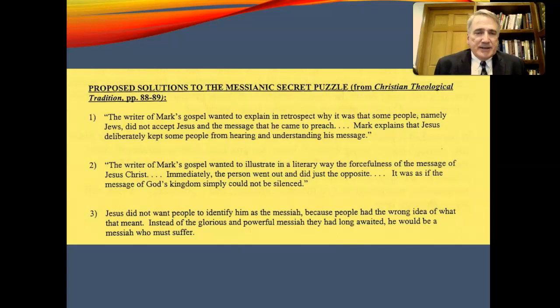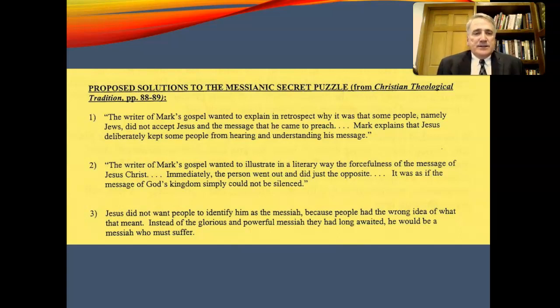I think this book provides a nice little summary of three different options, the dominant ones in biblical scholarship, for explaining the purpose of the messianic secret. One is that the writer of Mark's gospel wanted to explain in retrospect why it was that some people, namely Jews, did not accept Jesus and the message that he came to preach. Mark explains that Jesus deliberately kept some people from hearing and understanding his message. So that's one explanation, sort of a historical explanation.